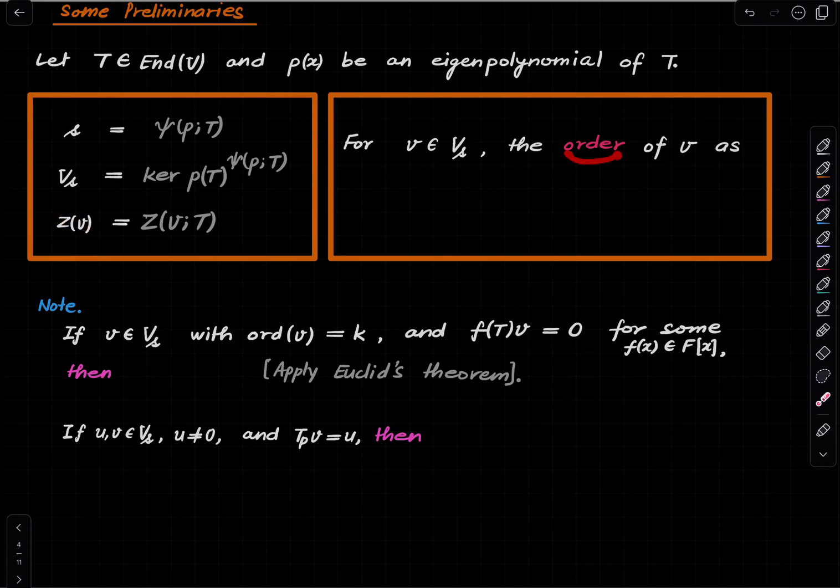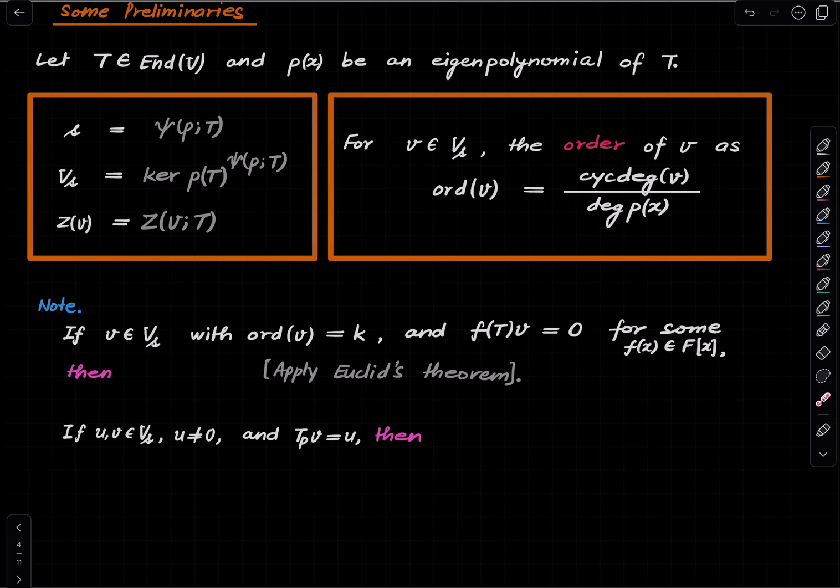There is another terminology that we will introduce. For any vector V in Vs, meaning for any generalized polyeigenvector corresponding to the eigenpolynomial Px, we will define the order of V as follows: you take the cyclic degree and you divide it by the degree of the eigenpolynomial.